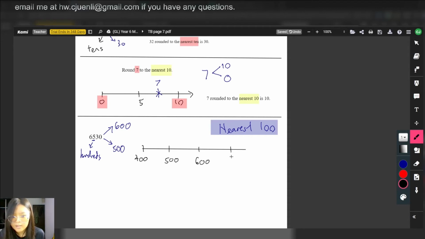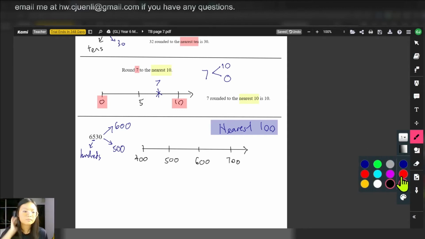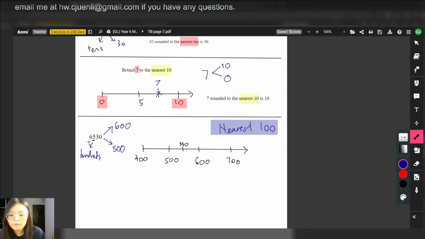Okay, and 700 just to end the number line. So in between 500 and 600, we have 550 right in the middle, 550. Now our number would be 530. You can just ignore the 6 at this point, as long as you remember to write down that number at the end of your answer, right?